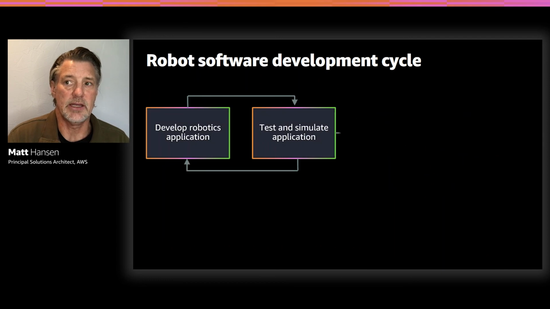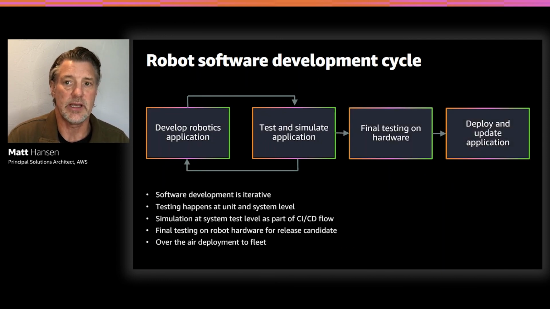Now let's take a step back again and look at the overall robot software development cycle. Software development, as you probably know, is an iterative process with multiple levels of testing. Simulation enables testing at the system level as part of the CI/CD flow, and then you can do your final testing on the robot hardware prior to a final release. Released code is then deployed to the fleet via over-the-air updates. So with simulation, you can decouple your hardware testing and your software testing so that you can iterate very fast on your software testing.